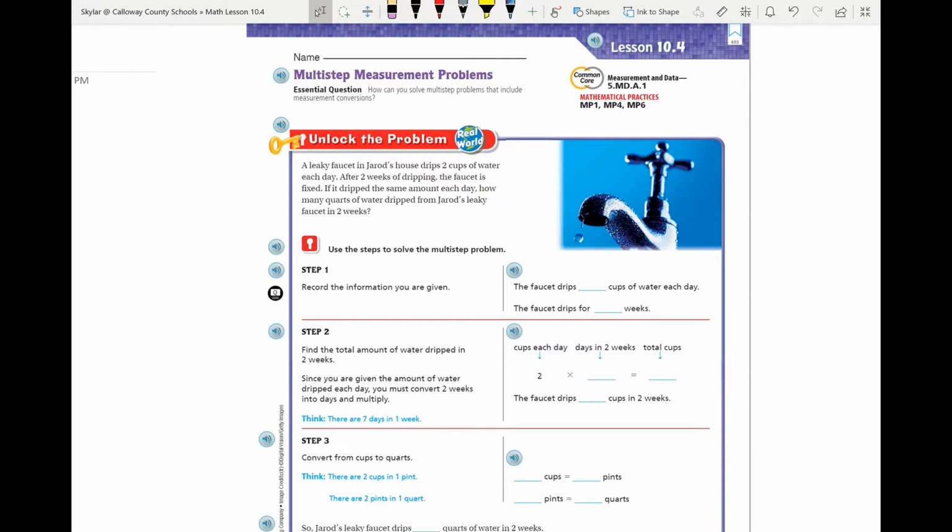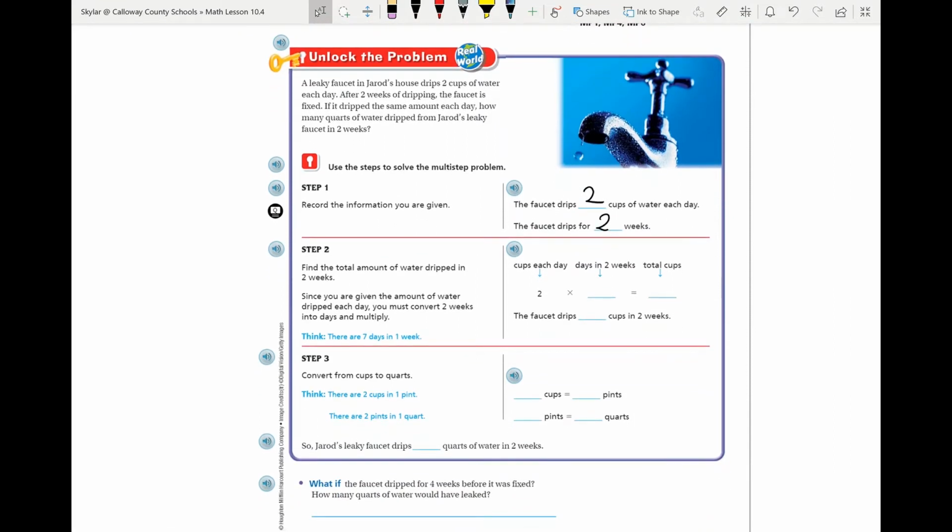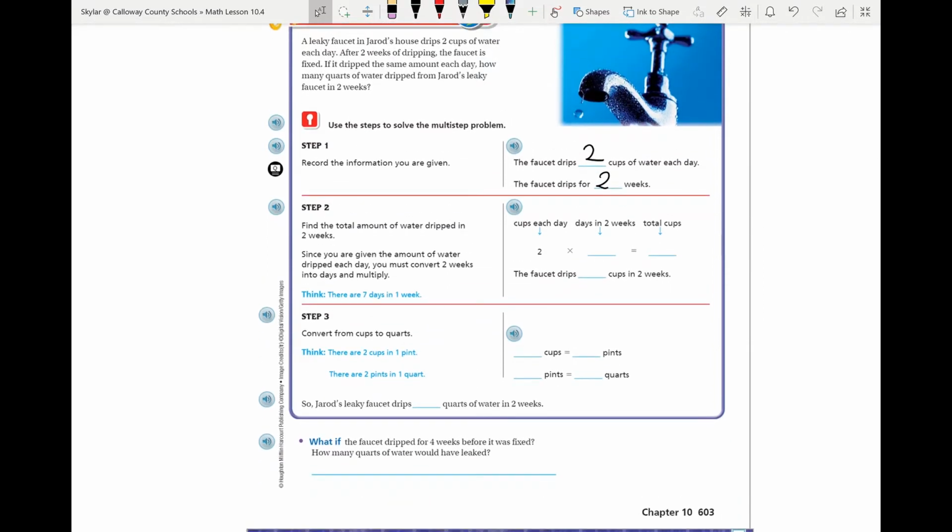A leaky faucet in Jared's house drips 2 cups of water each day. After 2 weeks of dripping, the faucet is fixed. If it dripped the same amount each day, how many quarts of water dripped from Jared's leaky faucet in 2 weeks? So we can write down what we know already. We know that the faucet drips 2 cups of water each day, and that it drips for 2 weeks. So what we need to find out is how many quarts of water dripped from the leaky faucet in 2 weeks. What we can do is just work one sentence at a time.